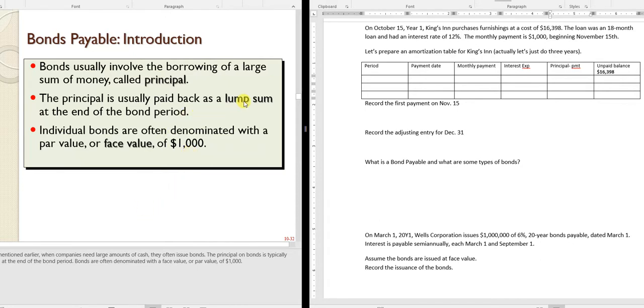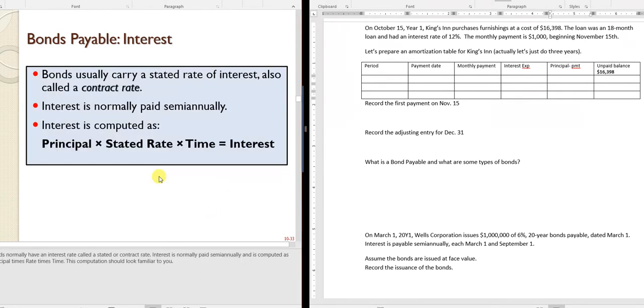Okay, the principal is usually paid at the end of the bond period, so this $1,000 is paid back. So in my $4 million that I need, I would just divide that by $1,000 to determine how many bonds I'm going to sell. So for the $4 million, the underwriter, the person in charge of accounting for it, if you will, knows it's $4 million, but made up of a lot of $1,000 bonds that they're selling.